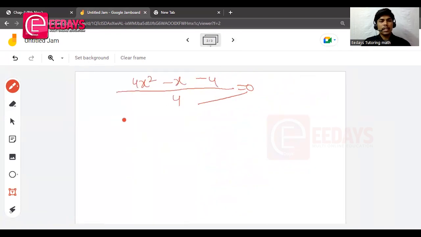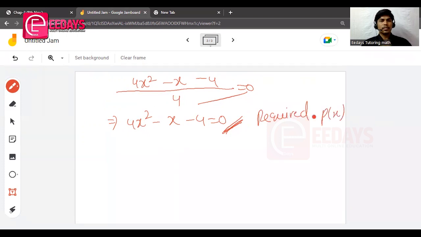Cross multiply 0 to the other side. Now it becomes 4 into 0, that is 0. Finally, we got 4x square minus x minus 4 is equal to 0. That is our required polynomial equation, the required polynomial equation P of x. All right.